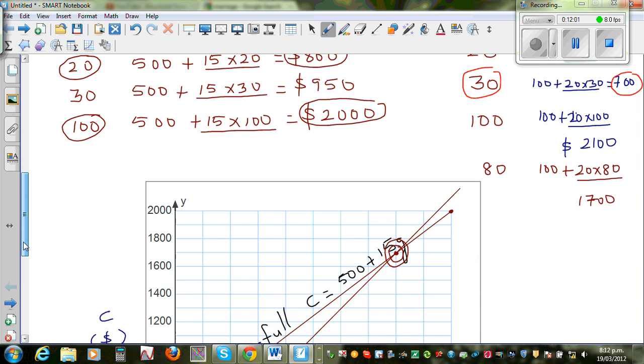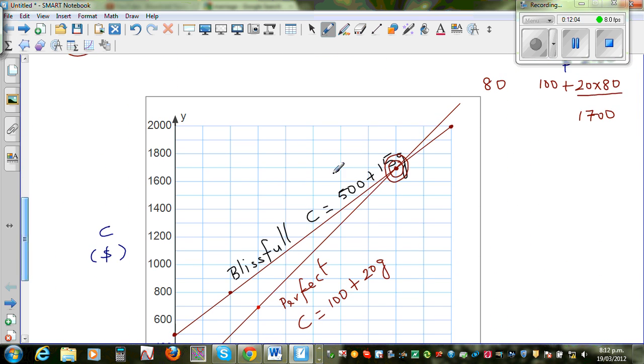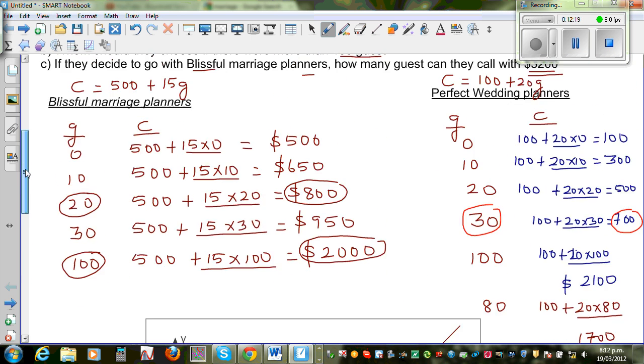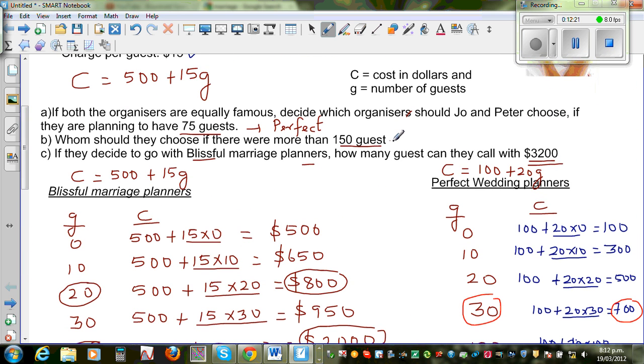Whom should they choose if there were more than 150 guests? So if there are more than 150 guests, beyond 80, blissful becomes cheaper. If there are 150 guests, this is going to go up and this is going to go down. So the gaps are going to increase beyond 80. So if there are 150 guests, blissful is cheaper. This is what they should choose.